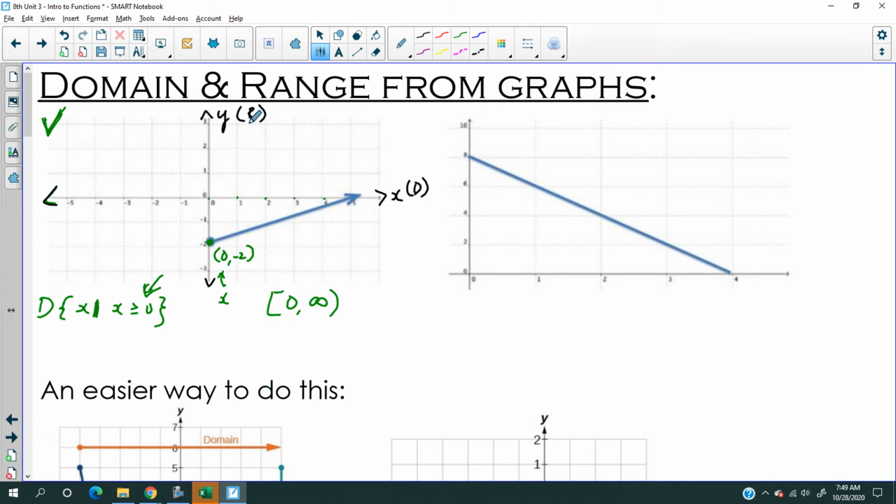Now, the next one, the range. So what can the range be? Meaning you're going up, down. What's as down as it gets for the y? Because it doesn't go any further down, this line. Let me use a different color. Let me use red, it's fine.